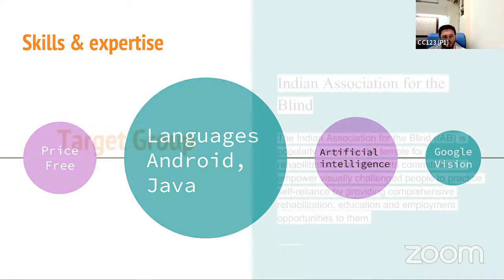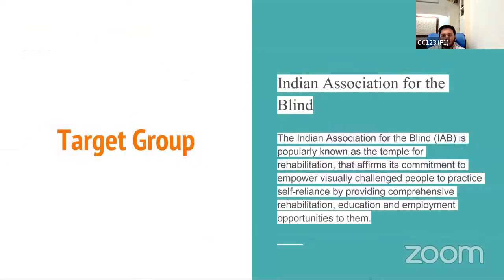And the next one is the target group, which would basically be the organizations that help visually disabled people. Getting in touch with them would help me showcase this more easily and reach out to the correct people faster, as compared to just showing it to random people.